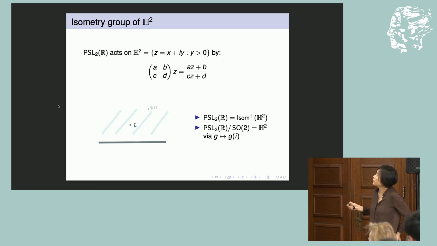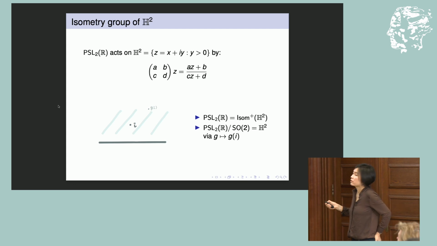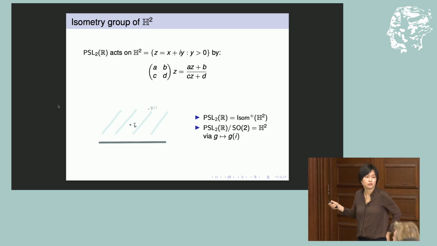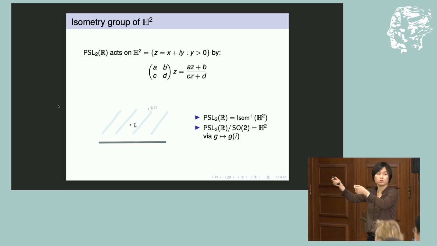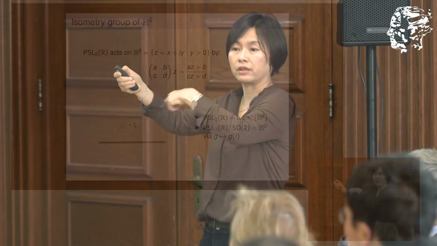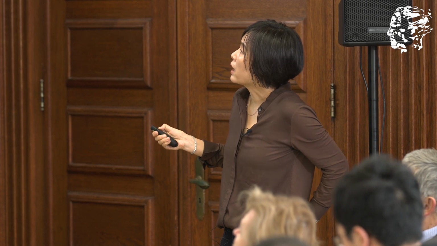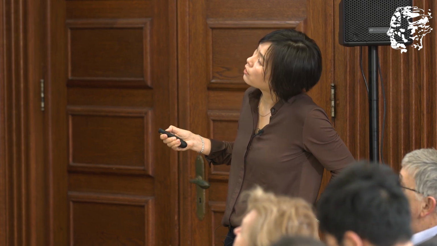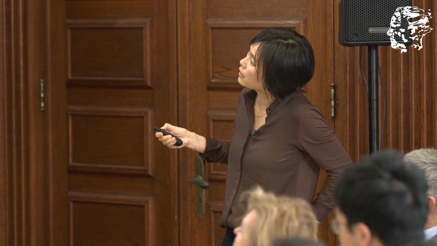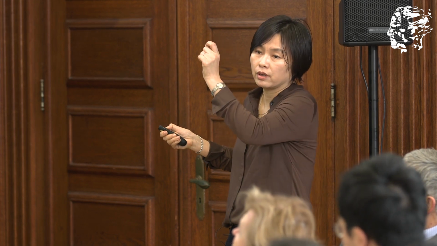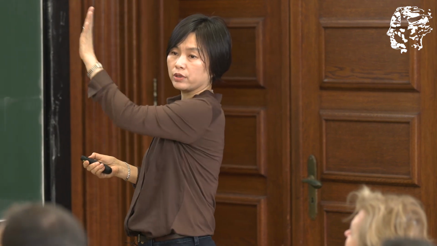Okay, so we have this identification. PSL2R moves some point in H2 to another point by isometric action. And moreover, this action turns out to be transitive, which means that any 2 points in H2 can be moved from one to another by an element of PSL2R. Now think about the point i, a pure imaginary number. If I apply PSL2R to i, then I see all the points in H2.